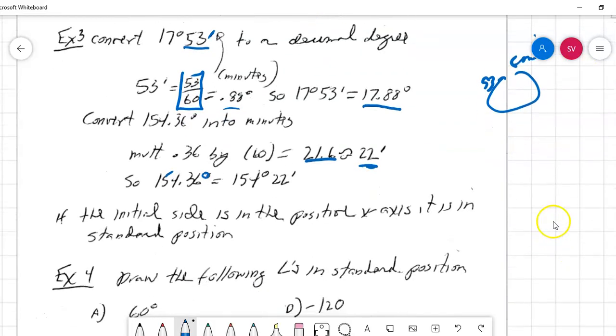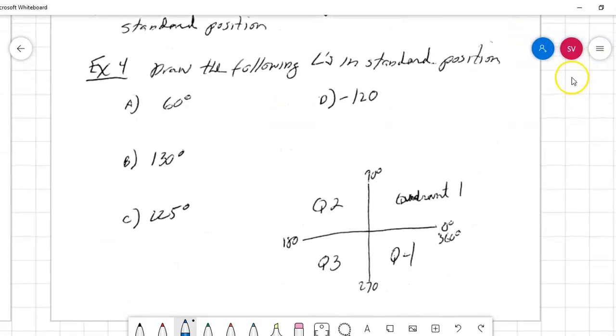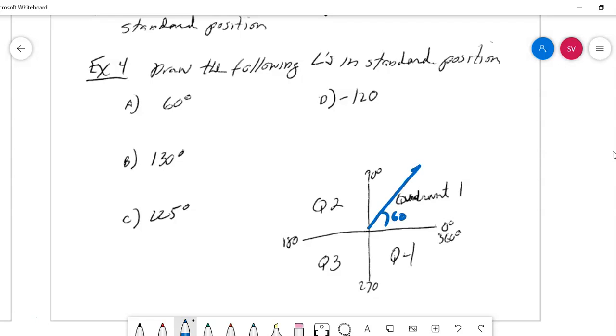Very important note is that the initial side we said is the positive x-axis. That is called the standard position. Okay, so if we look at this example here, it says draw the following angles in standard position, 60 degrees. So we're between 0 and 90 in our graph. So that put us somewhere here. Here's 60 degrees. This was drawn from standard position, the positive x-axis. So that one's done. 130 degrees, that puts us somewhere in quadrant 2. So going from here to here is 130 degrees.